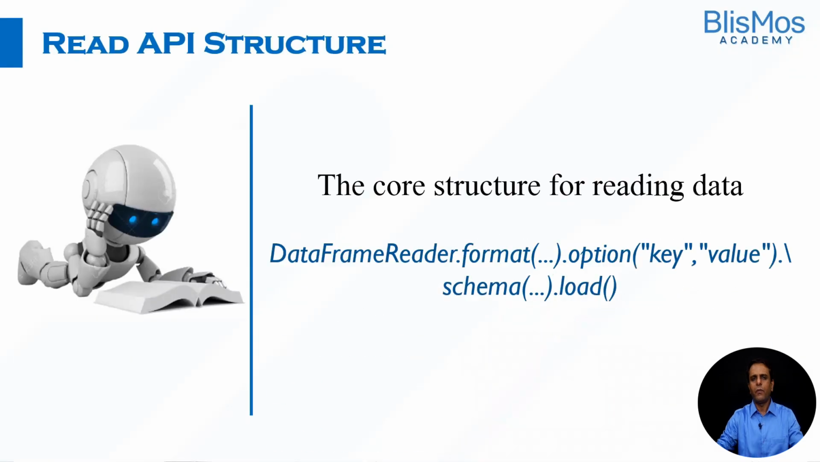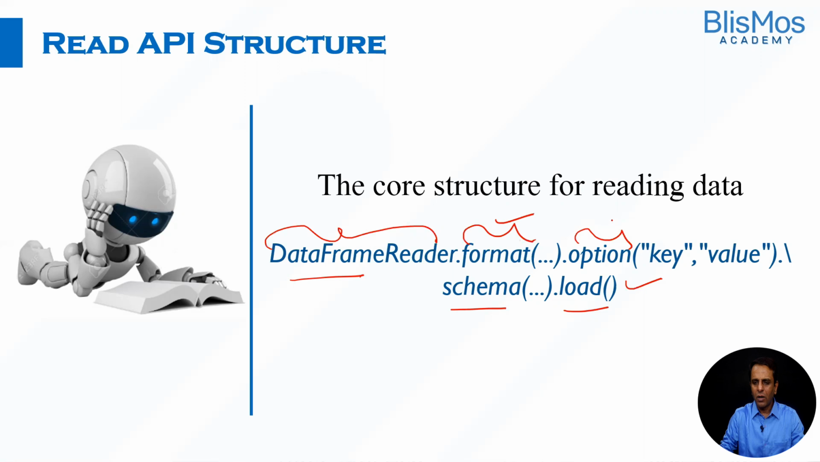As a part of this lecture, we'll try to understand the structure of the data sources API. First important thing is, what is the core data structure of reading the data? In Spark, the core data structure of reading the data is this. We have DataFrameReader, then we have a format, we have options like header, schema and all those things. In the end, we'll have load. If you want to read any of the data sources, this is going to be the core structure. Let me repeat, the core structure being DataFrameReader, format, options, schema, and in the end, load.